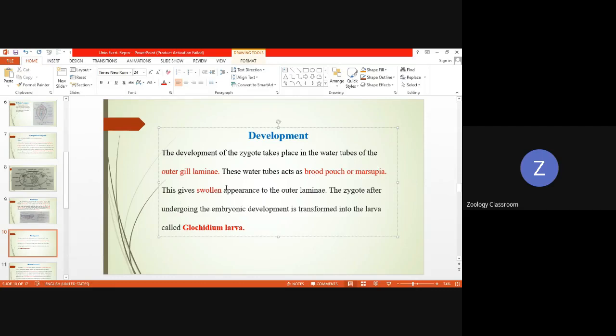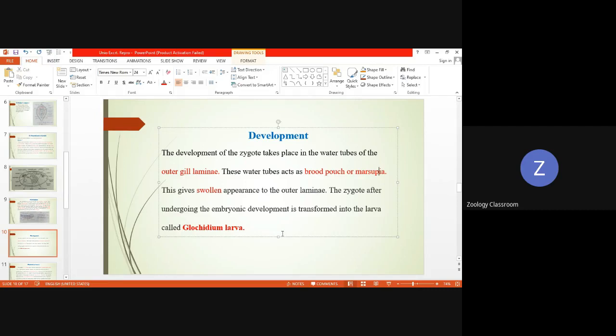Now, this gives swollen apertures to the outer gill lamina, because as the growth of the embryo takes place, the outer lamina appears a little swollen. The zygote, after undergoing embryonic development, is transformed into the larva. Now this is very important. This larva is called Glochidium larva.